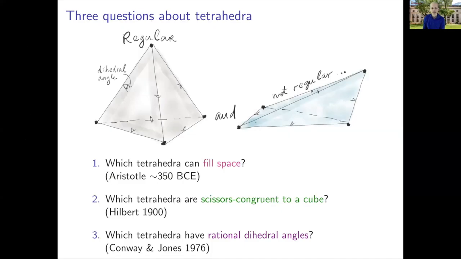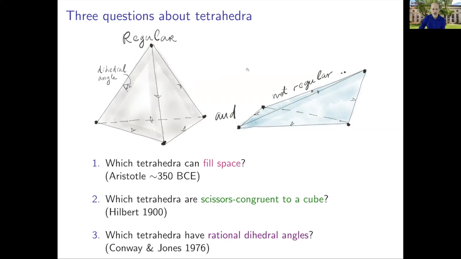So this talk is about tetrahedra. Over here on the left, I have a regular tetrahedron. This is formed of 4 equilateral triangles, and it's a solid figure bounded by these 4 equilateral triangles. In Dungeons and Dragons, it's also known as a D4, a 4-sided die.